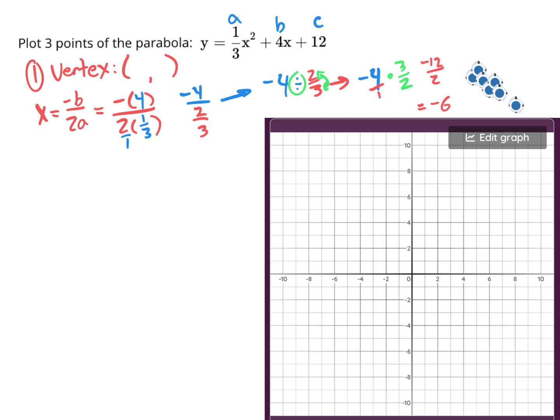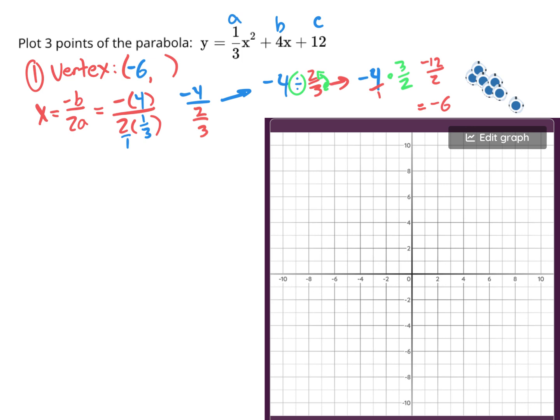Again, if you don't want to struggle, you could just type this in: negative, open parenthesis, 4, close parenthesis, the division bar, 2, open parenthesis, 1 over 3, close parenthesis, hit enter. It'll give you -6 as an answer. That -6 is your vertex x value.